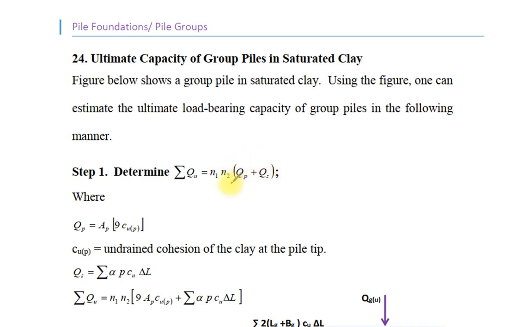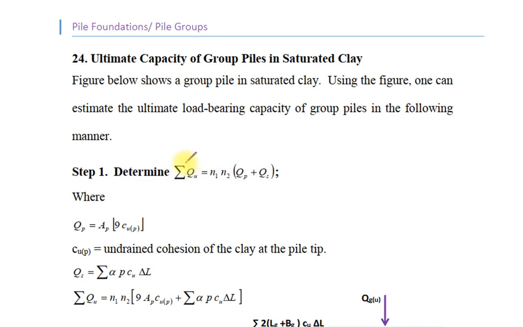We compute the ultimate bearing capacity for a single pile, and then multiply it by the number of the piles, if the piles have the same dimension. If the piles do not have the same dimension, we have to compute the bearing capacity of every pile, and then add up all the bearing capacities of the piles.